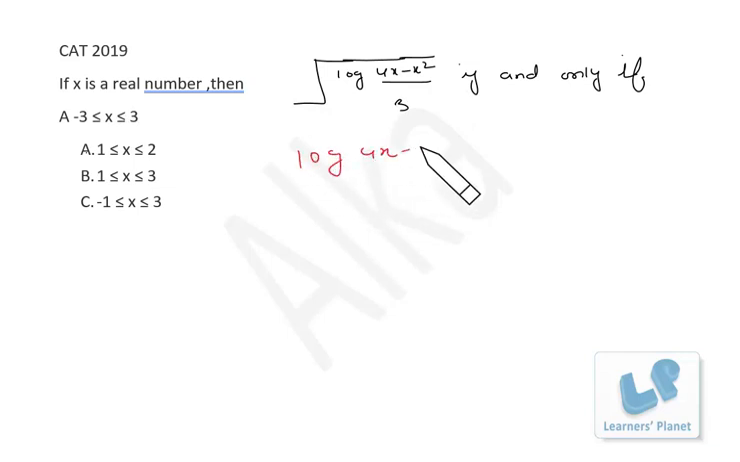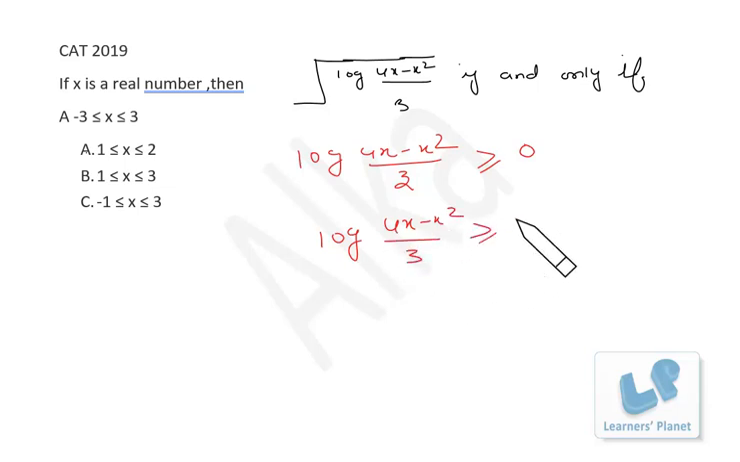Log of (4x minus x square) by 3 should be greater than 0, and it can be even equal to 0, right? So I can write log of (4x minus x square) by 3 should be greater than or equal to log 1. Now, when you are not given the base of the logarithm, in calculus you can use the base e, and in normal arithmetic calculation, you can use the base as 10.